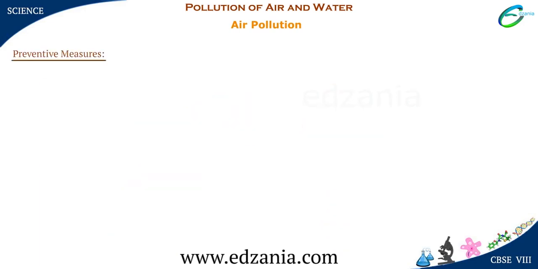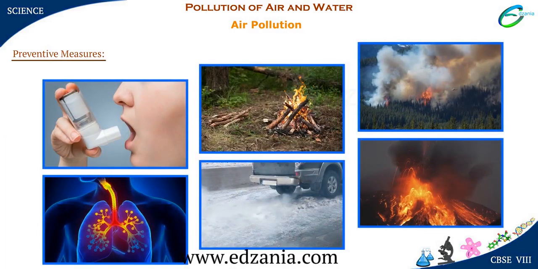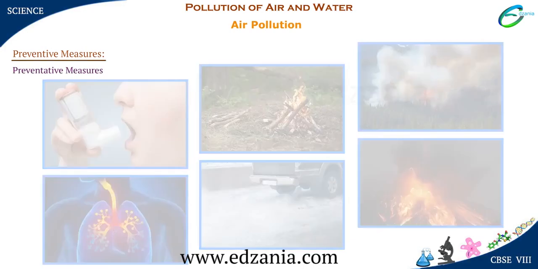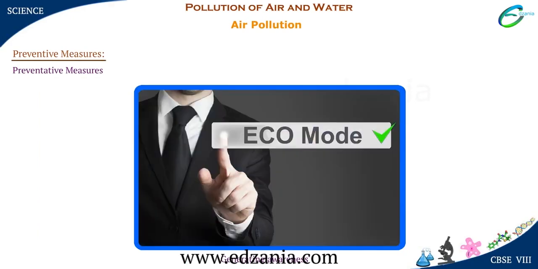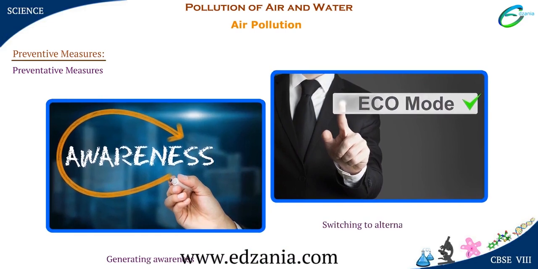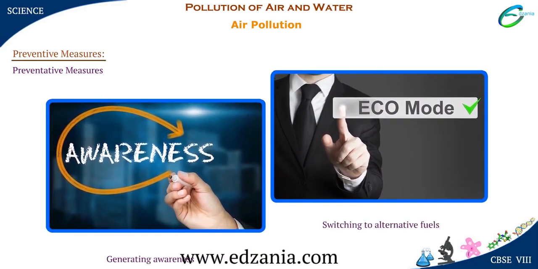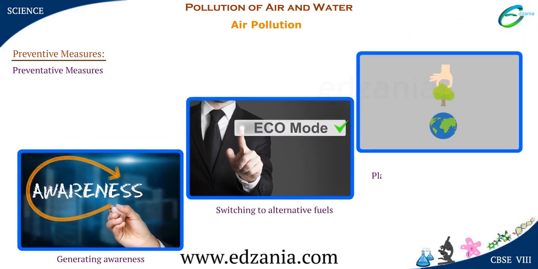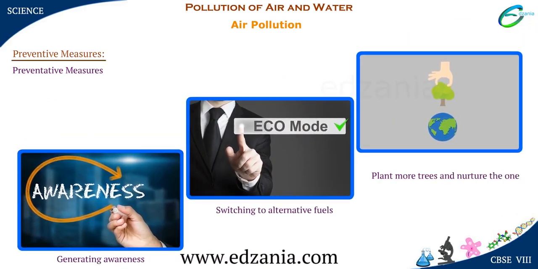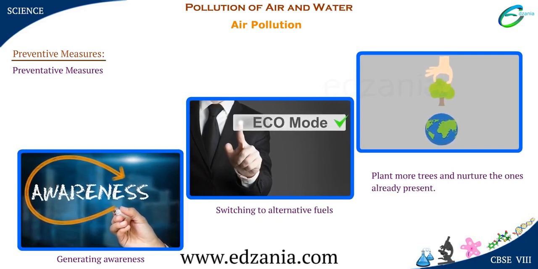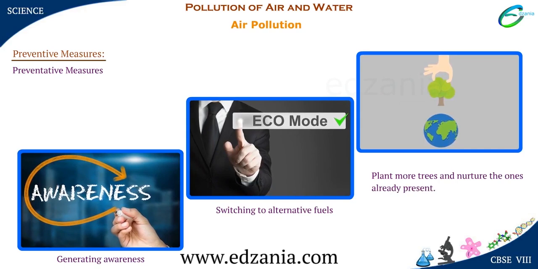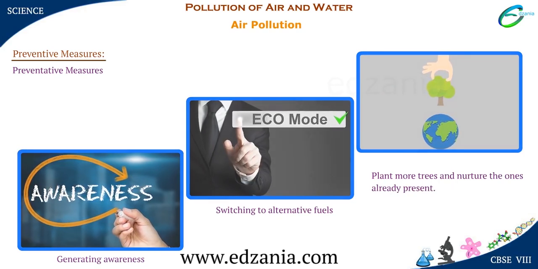Preventive measures. After knowing the causes and effects of air pollution, let us understand what we can do to prevent this. Generating awareness among people about air pollution. Switching over to alternative fuels instead of fossil fuels for energy. Plant more trees and nurture the ones already present. Thus, small contributions on our part can make a huge difference in the state of the environment.